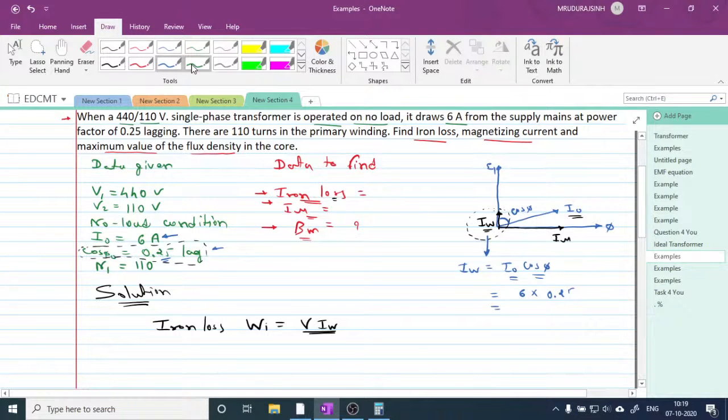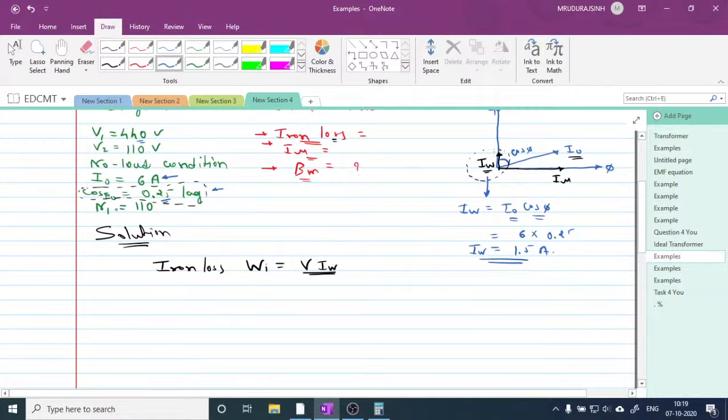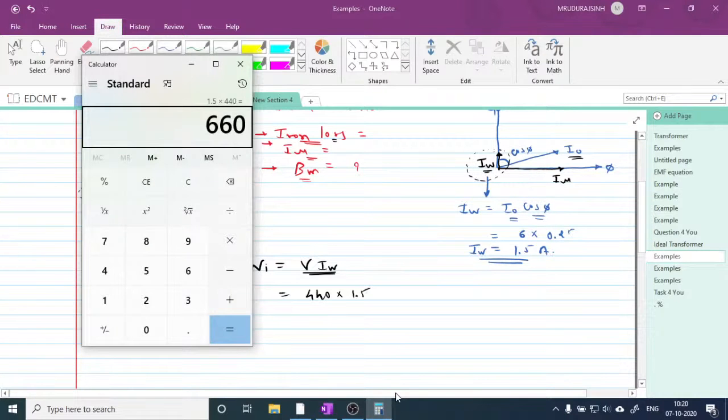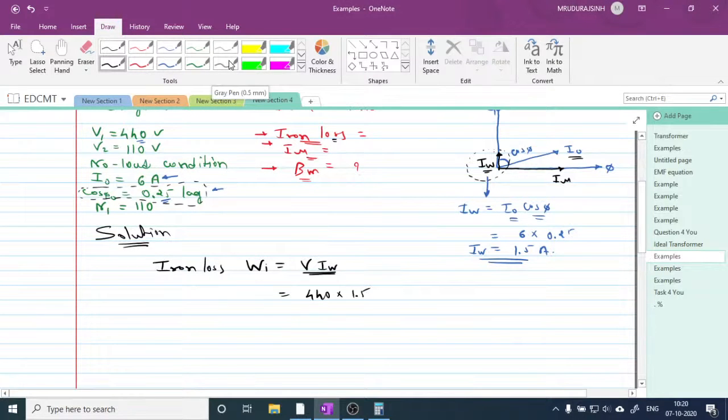The terminal voltage V1 on supply side is 440 volt. So let's place these values. So V1 is 440 multiplied by 1.5. So 1.5 multiplied by 440 gives us 660, right? So the Wi is equal to 660 watt. Wi will be 660 watt, right?